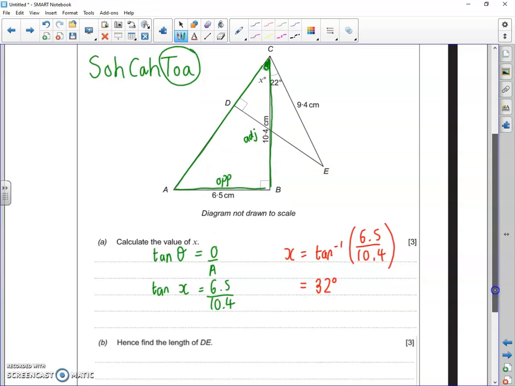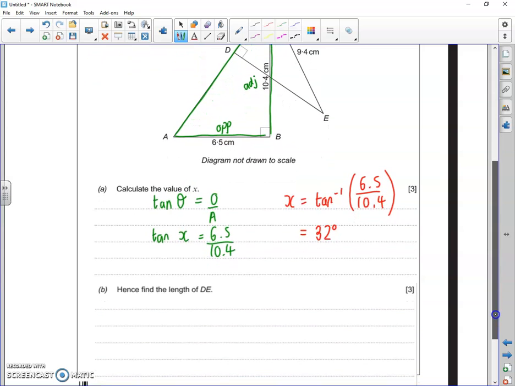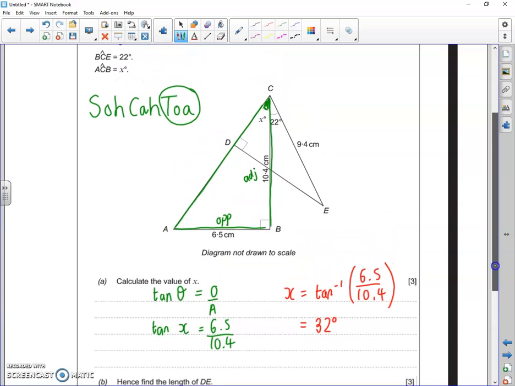Okay, now part B is on the next page, but I've moved it so we can do it all together. Now we've got to find the length of DE. Now DE is part of this separate triangle. I'm going to redraw it. So D to E looks something like this. CDE. And what do we know? We've got a hypotenuse of 9.4. We've got a right angle there. And the angle at the top there is the 32 that we've just worked out and the 22 which is there. So that's a total angle of 54 degrees. And D to E is what we're working out, so I'll put an X there.